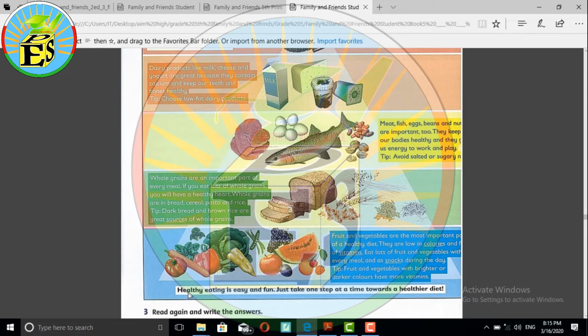Okay, I think this is a very useful and important lesson, which teaches us what we should eat, and what is the quantity of each food we have to eat.